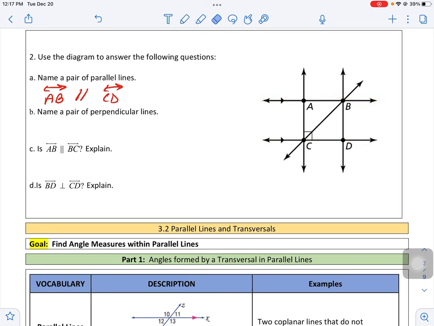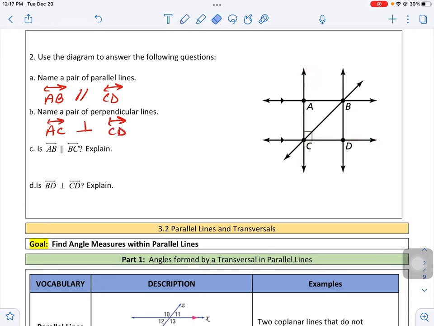Now it wants to know, name a pair of perpendicular lines. Well, we can see right here, it shows me that's the 90-degree angle. So that means this line and this line are going to be perpendicular. So that's line AC is perpendicular, the symbol for perpendicular is an upside down T, to line CD.